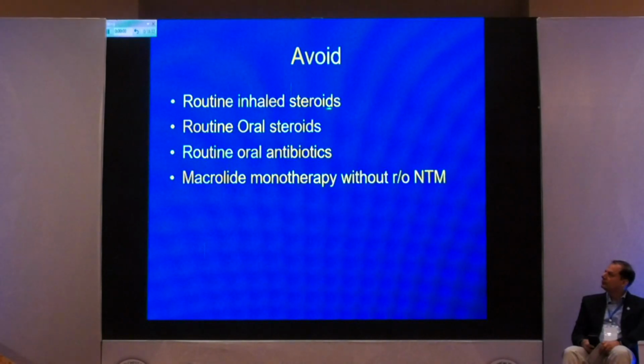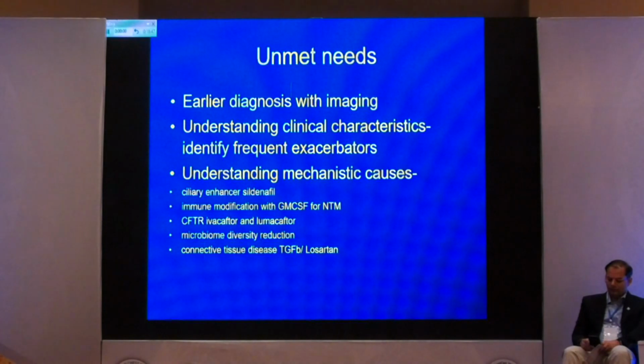So avoid. These are what not to do in 2024. Not inhaled steroids for everyone. No oral antibiotic routine or cycling antibiotics. No oral steroids. And please, no macrolide therapy without ruling out with an EKG as well as doing some sort of hearing evaluation and looking at the sputum for AFB. Those are the cardiac toxicity and hearing toxicity. You can have some hearing loss.